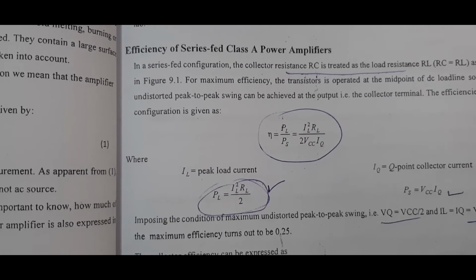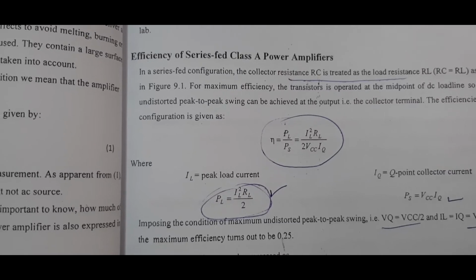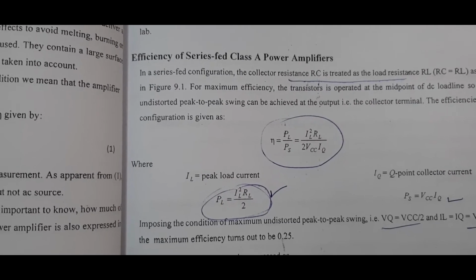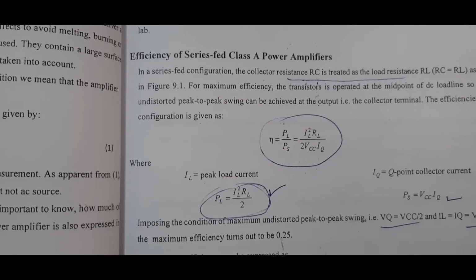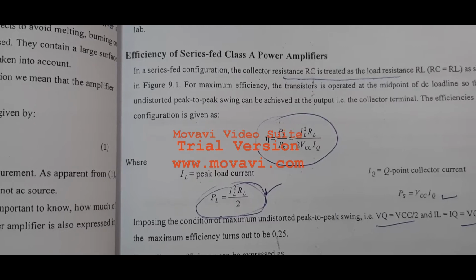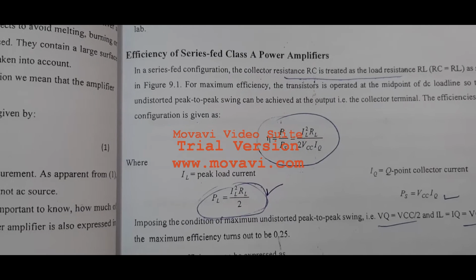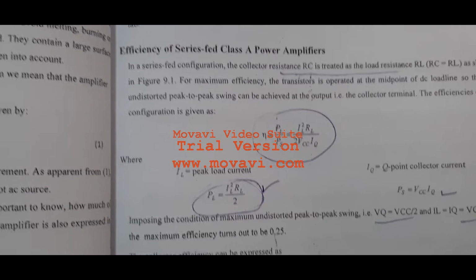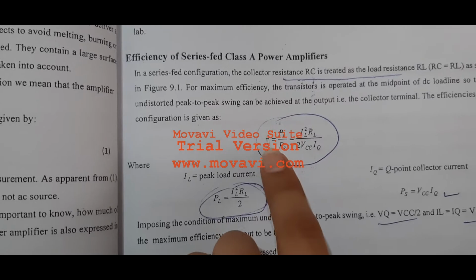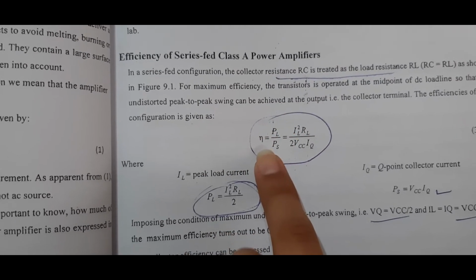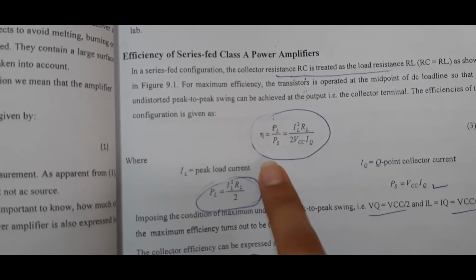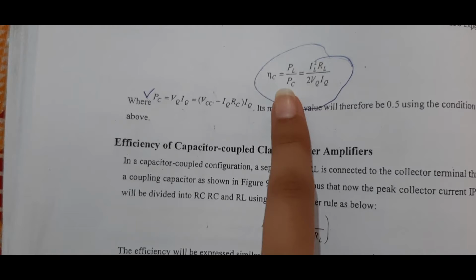To analyze this power transistor, we have to measure two terms: the overall efficiency of the class A power amplifier, and the efficiency of the collector. The overall efficiency of the class A power amplifier is given by this formula, and to find the efficiency of the collector, we will use this formula.